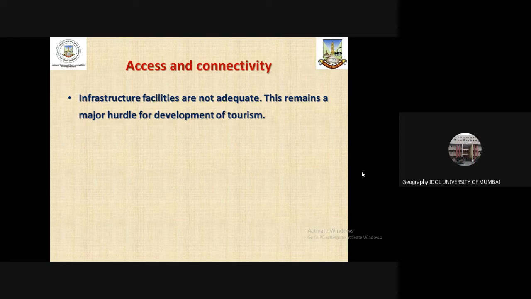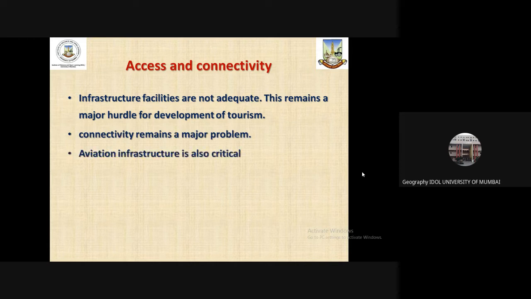We can give the example of Murud and Janjira, a historically very important place which attracts not only domestic tourists but also foreign tourists. But unfortunately, the road networks and infrastructure developed out there are not up to the mark, and therefore connectivity and accessibility play a very important role in tourism development. And therefore connectivity in terms of aviation transport, in terms of railway and road transport, remains a major problem in different parts of the nation.